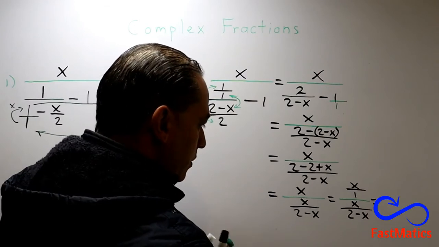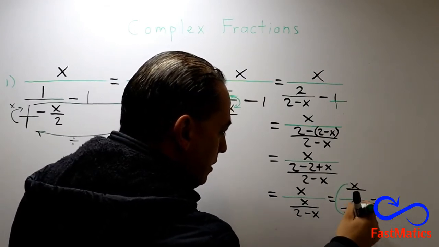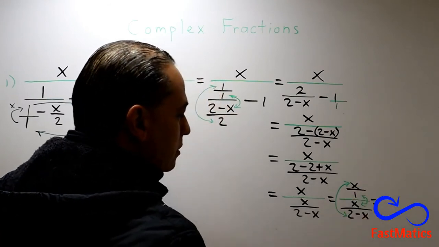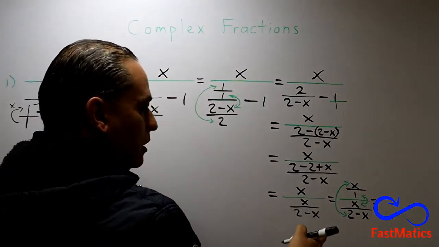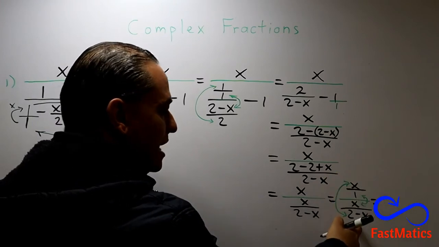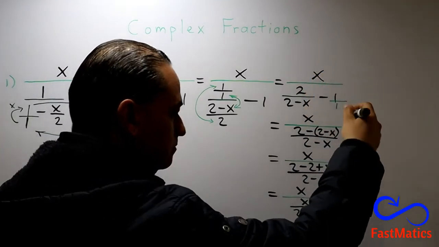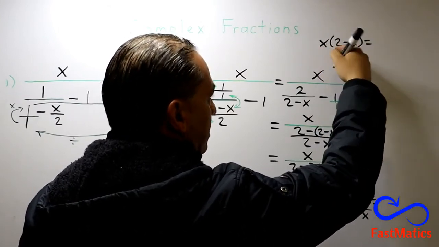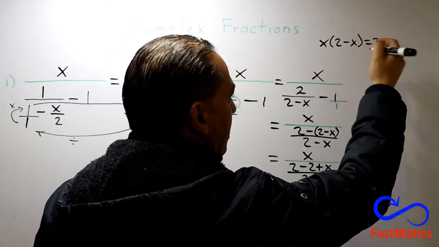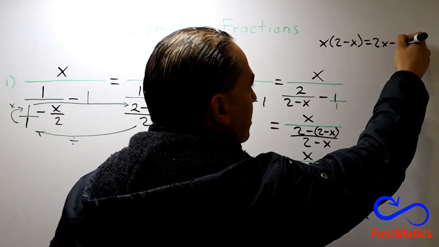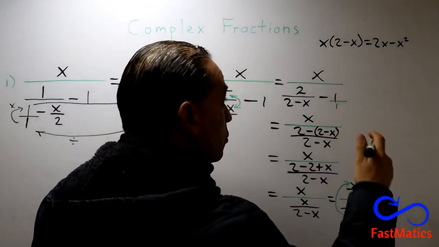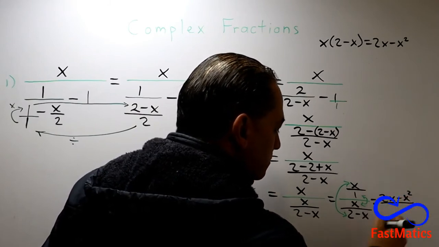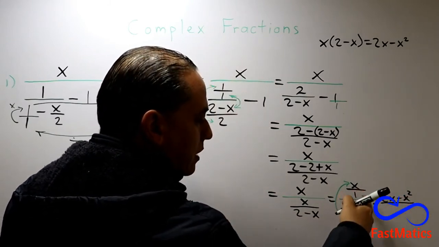Finally, we multiply the numerator by the denominator and the denominator by the numerator. So if you can't do that in your mind, you write it. x times 2 minus x. x times 2, 2x. x times negative x, negative x squared. So we are going to write 2x minus x squared over 1 times x.